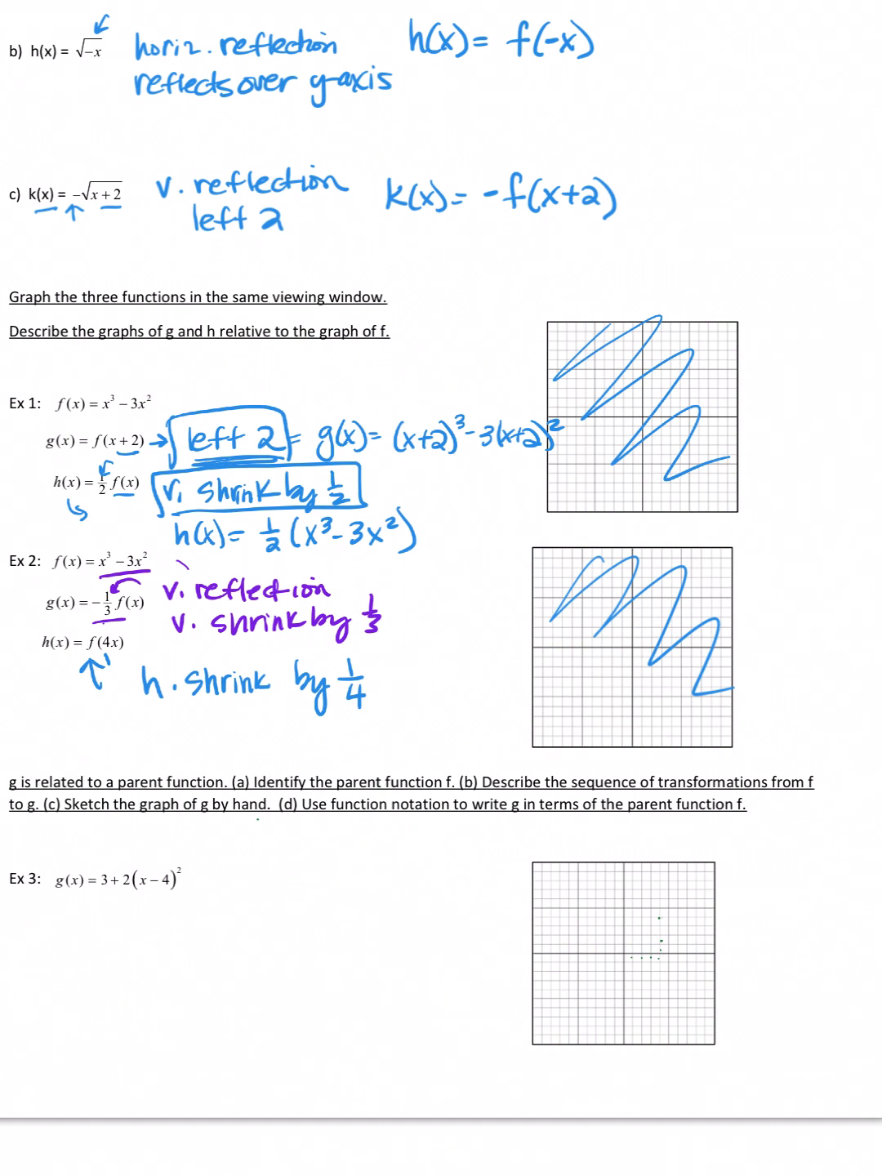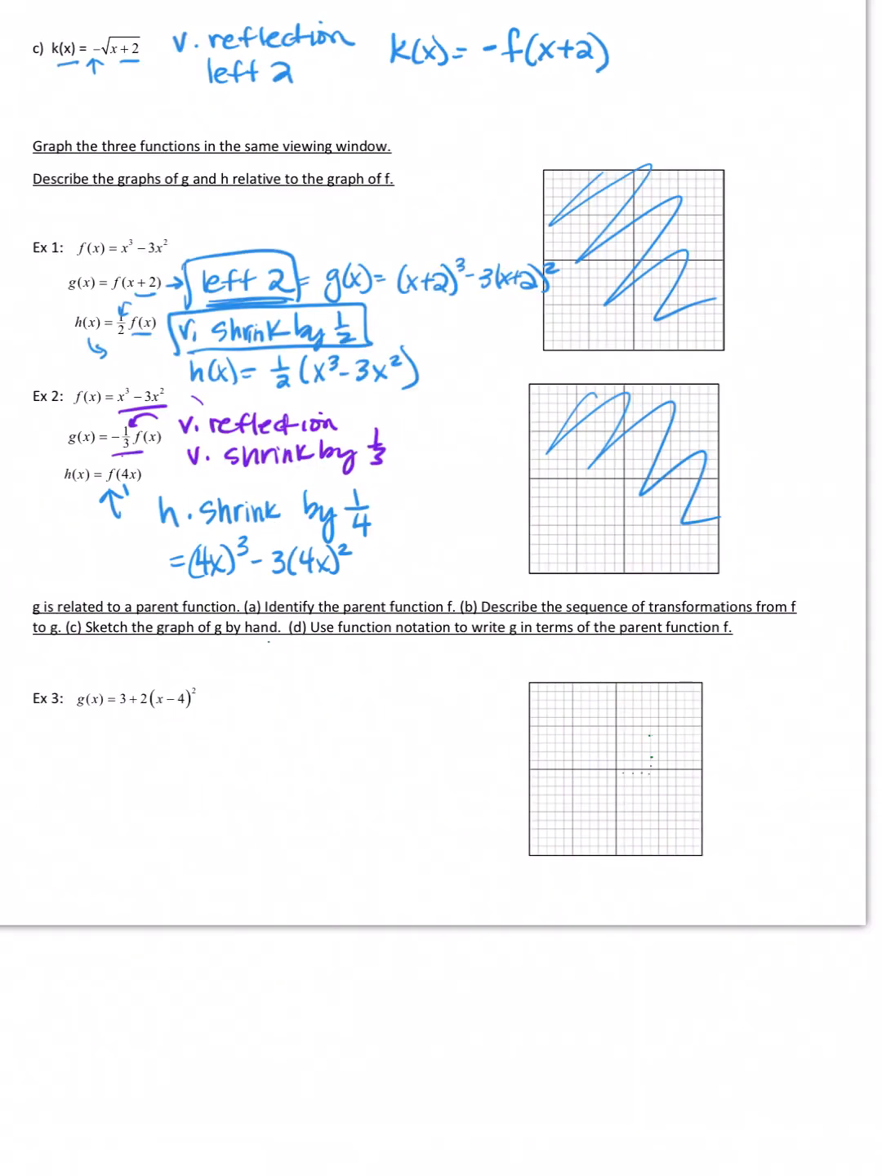Graph it on your calculator so you can see it. If you needed to put that in your calculator, you would just put in 4x to the third minus 3 times 4x squared. That would be what you put in to see the difference, okay?